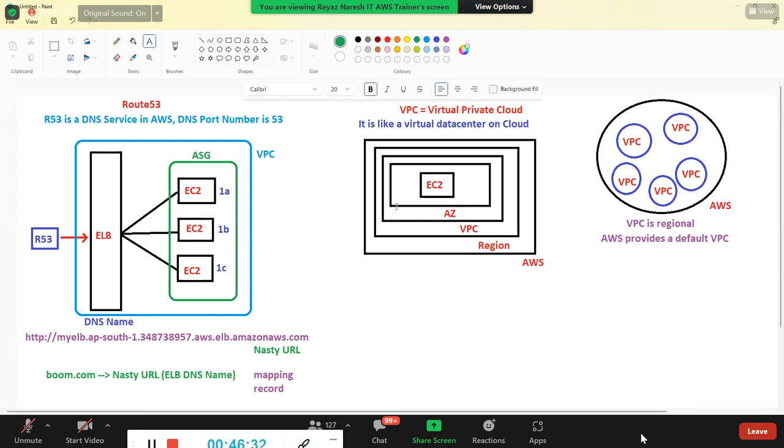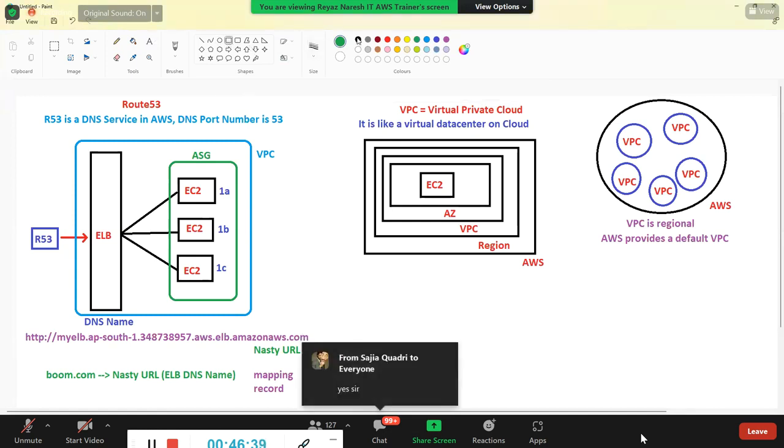Is this clear, guys? VPC is a very big concept, this is just a trailer. And let me give you this example also. Outside the VPC, Route 53 is just a service.